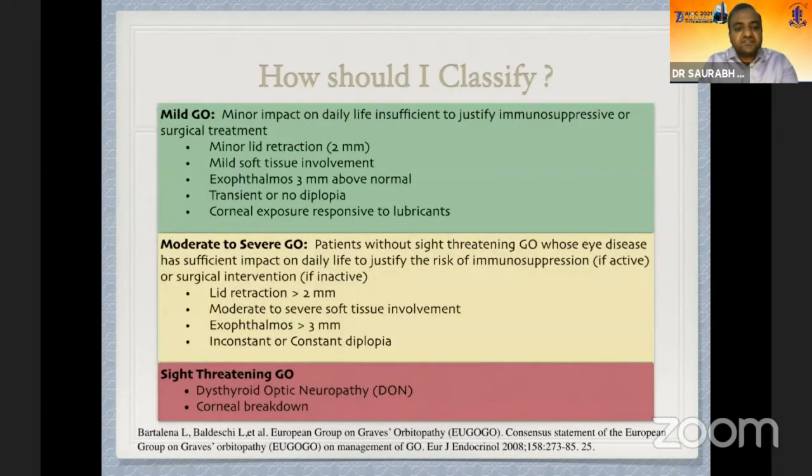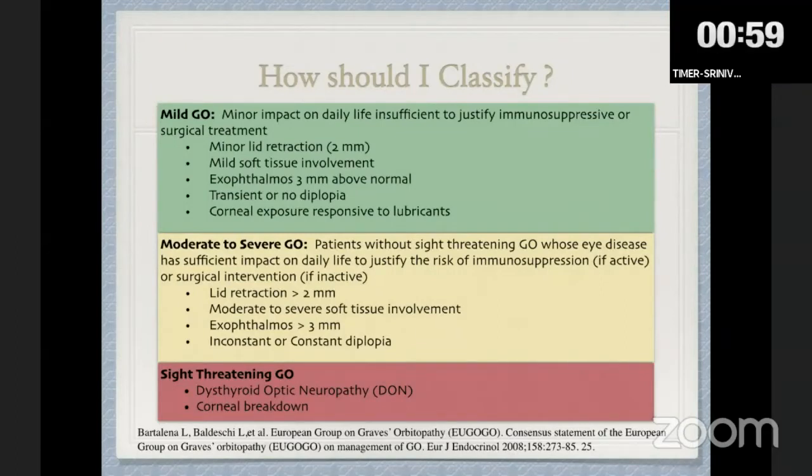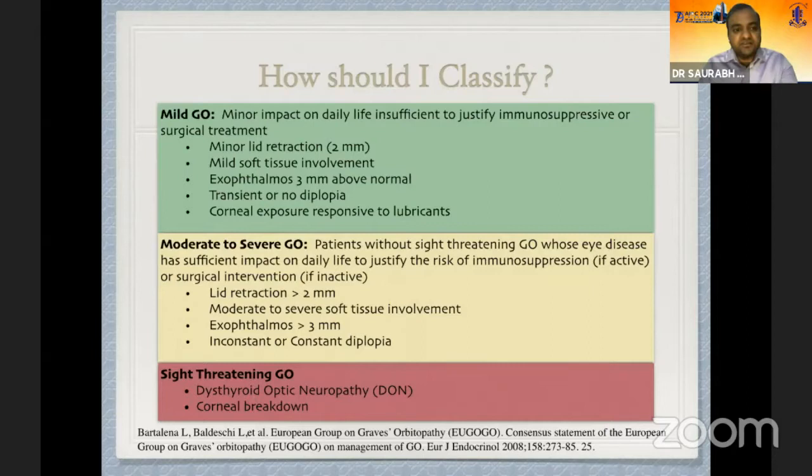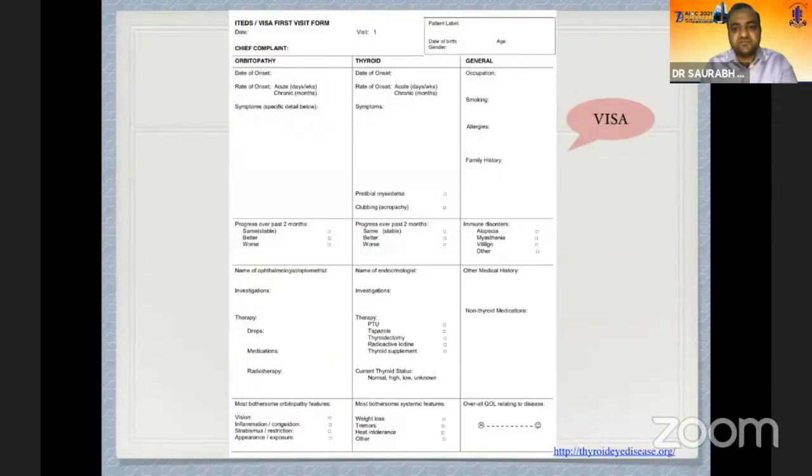The EUGOGO has also classified the thyroid disease by severity. I talked about the activity, which is basically the timeline of the disease, and it decides whether the patient will benefit from corticosteroid therapy, especially if the score is greater than or equal to 4. Another aspect is the severity of the disease, which involves the various eyelid structures, proptosis, and exophthalmos.